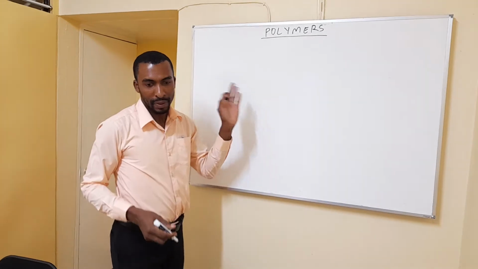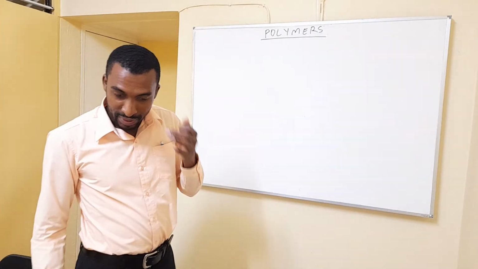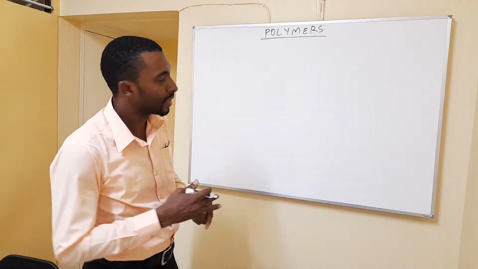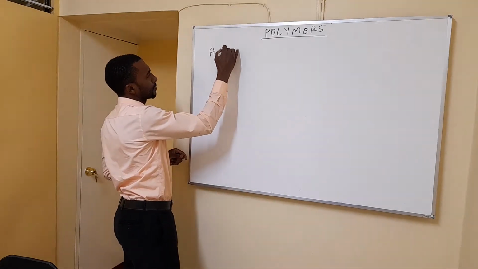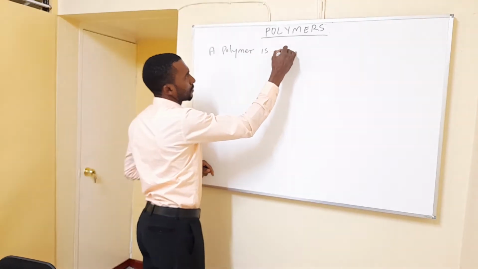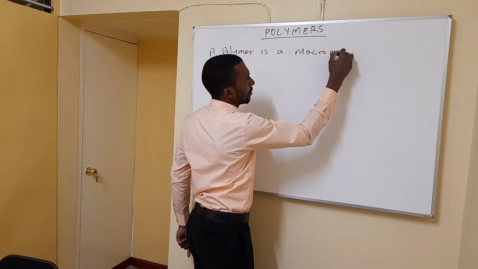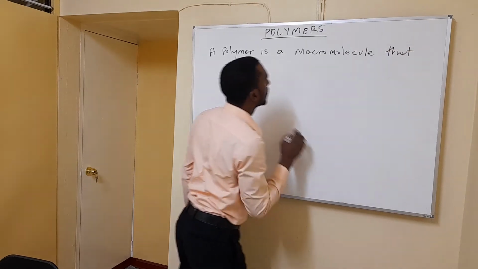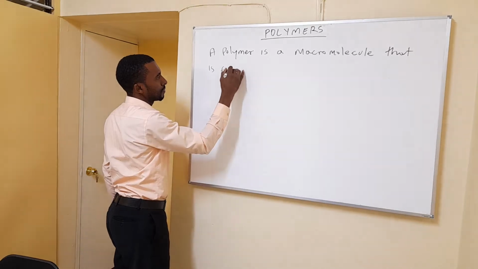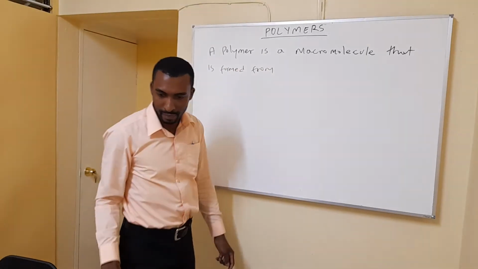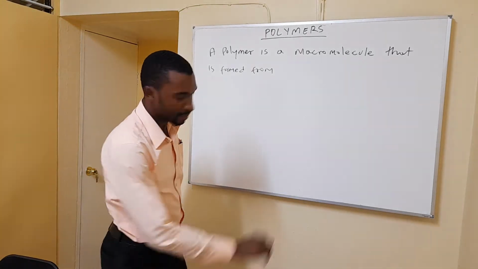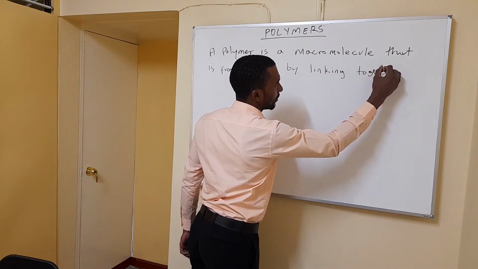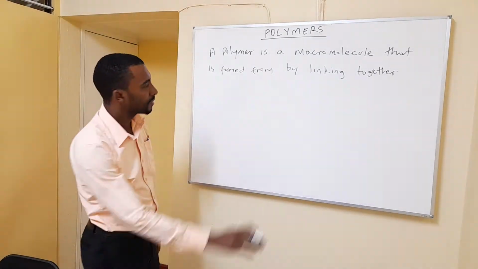So today, as I said before, we'll be looking at polymers. A polymer is basically a macromolecule that is formed by linking together 50 or more monomers, usually in a chain. That's the definition seen in this book.